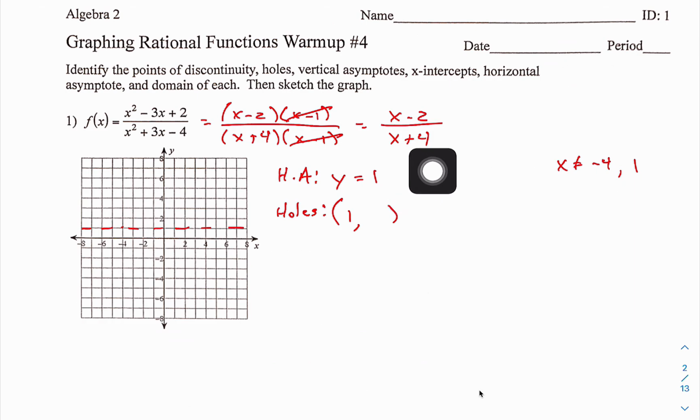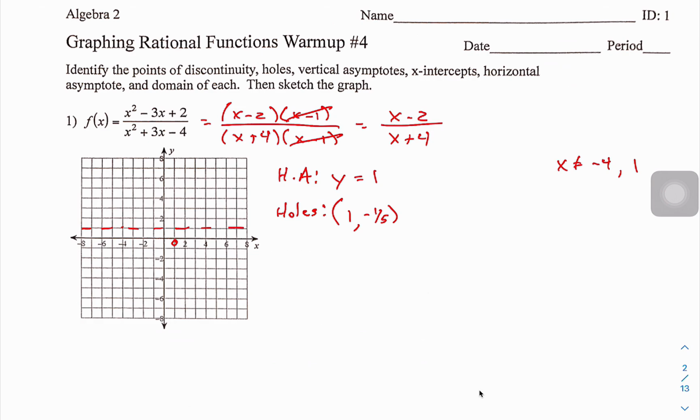Okay? Substitute it in. In the numerator, 1 minus 2 gives me negative 1. In the denominator, 1 plus 4 is 5. So we end up with a negative 1/5 as the y coordinate that goes with it. Okay? So whatever cancels gives you the x coordinate, and then you plug that into the simplified version for the y coordinate. So at 1, negative 1/5, we're somewhere in that vicinity. We have a hole in the graph.